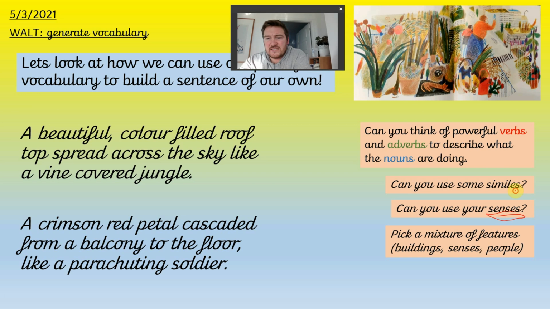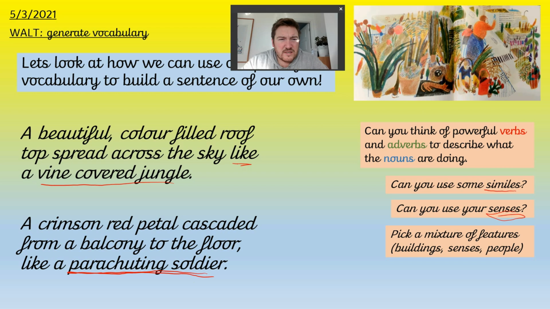Have I used any similes? Have I compared anything to anything else? So I've said it's like a vine-covered jungle. There's so many plants now, it looks like a jungle along the rooftops. And finally, the crimson red petal fell from the balcony like a parachuting soldier. So it fell gracefully as if someone was parachuting out of a plane.